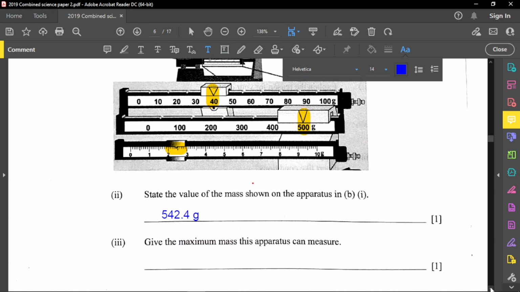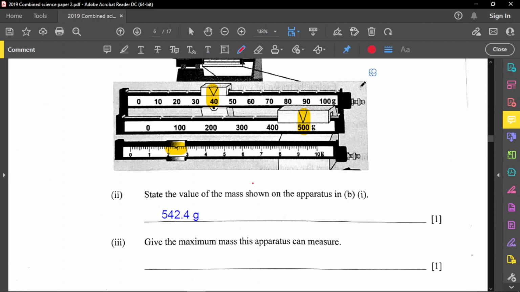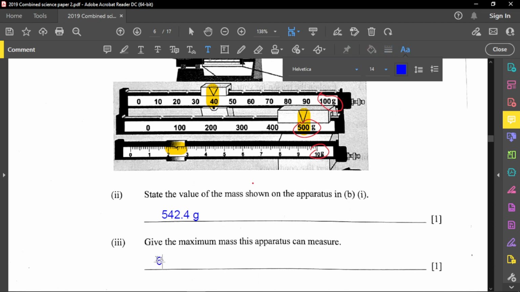Give the maximum mass this apparatus can measure. So what's the maximum mass this apparatus can measure? Let's just circle the maximum. The maximum on the hundreds will be 500. On the tens, it will go up to 100. And on the ones, it will go up to 10. So if you notice, this is going to be 610. So it'll be 610 grams. This is the maximum that this can actually measure, 610 grams. All right, so that's that for that part of this question.